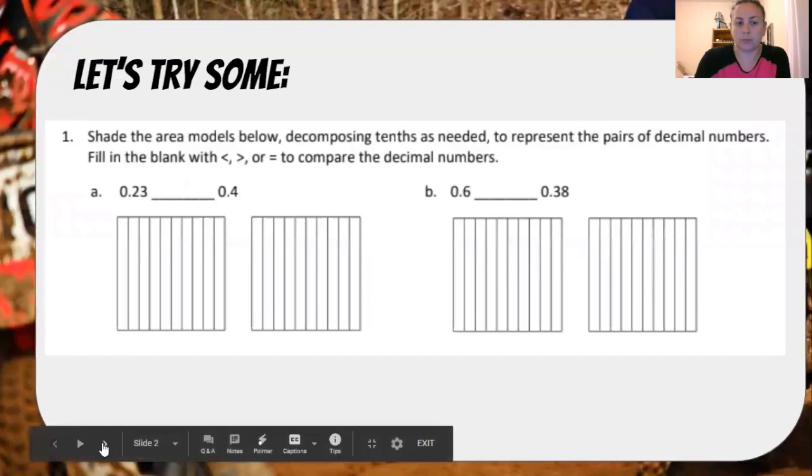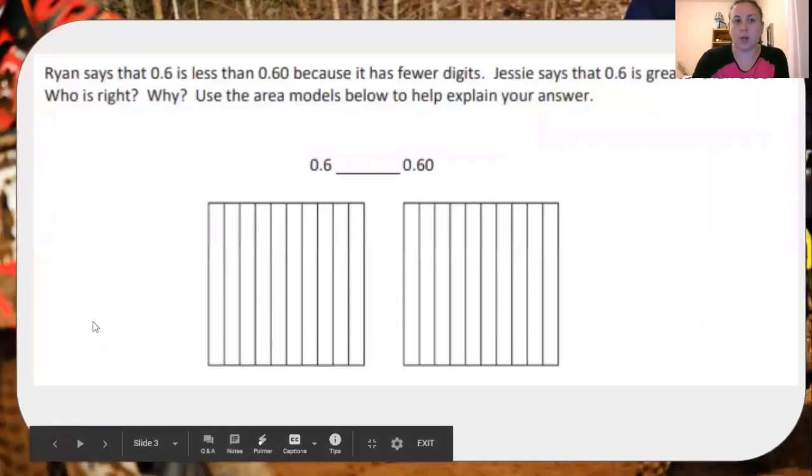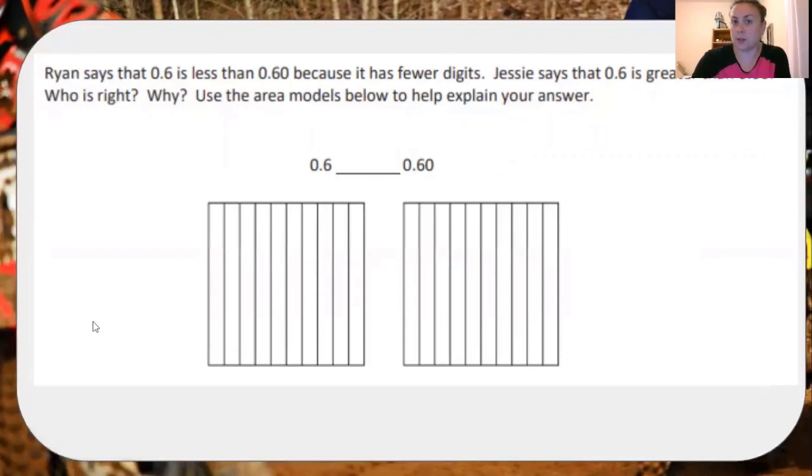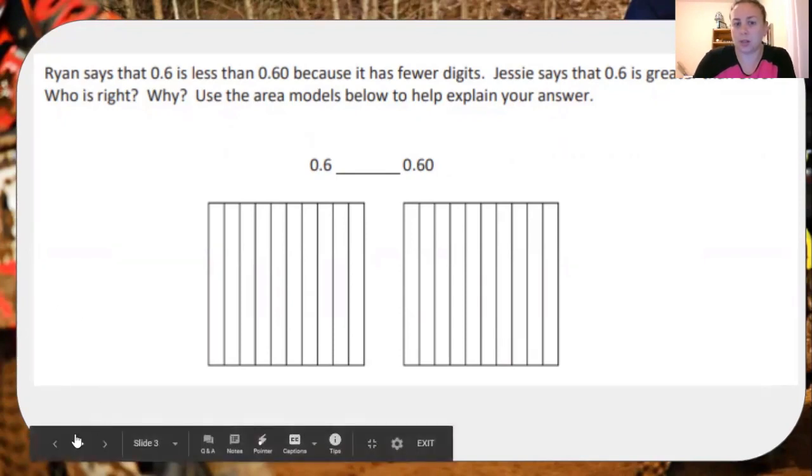All right, problem 2. Brian says that 6/10 is less than 60/100 because it has fewer digits. Jesse says 6/10 is greater than 60/100. Who is right? Why? Use the area models below to help explain your answer. All right, so go ahead, pause the video, solve, and then come right back for the third problem.